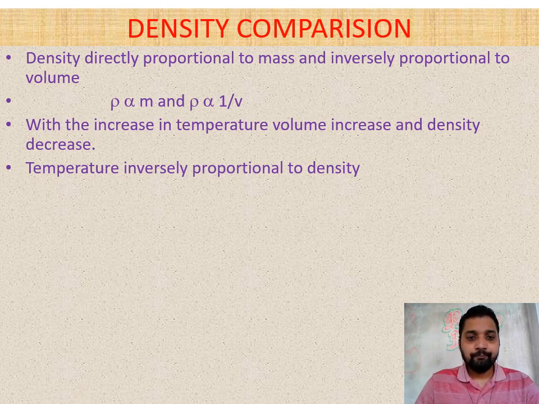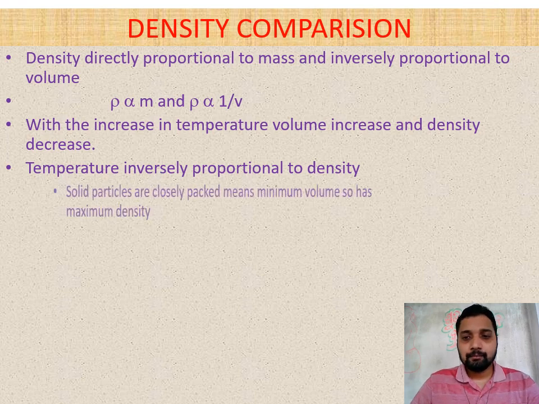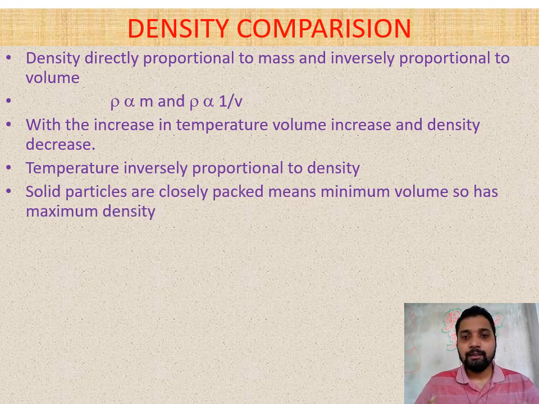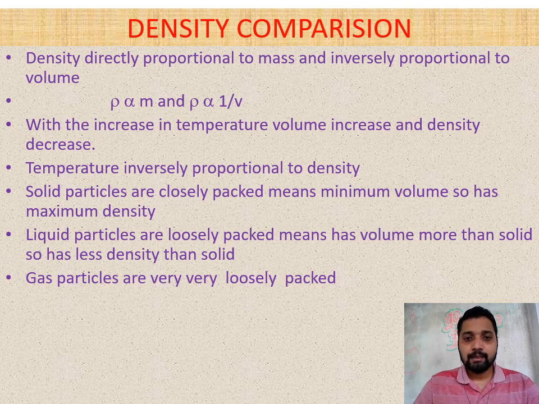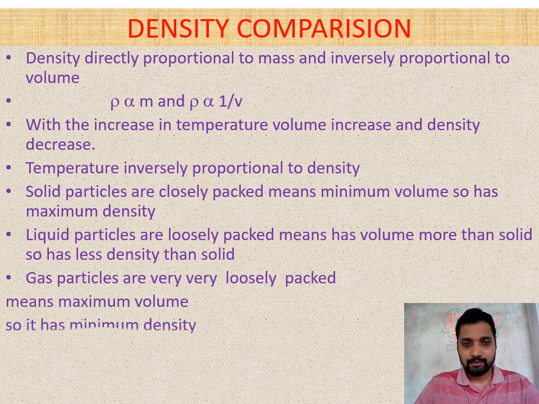Next, we come to the comparison of density in solid, liquid and gas. We know solid particles are very closely packed, means all the particles are in less space. Because solid particles are very closely packed, their volume is minimum and density maximum. When it comes to liquid, particles are a little loosely packed, so they have volume more than solid and density less than solid. And if we come to gas, gas particles are very loosely packed. That is the reason they have maximum volume, minimum density.